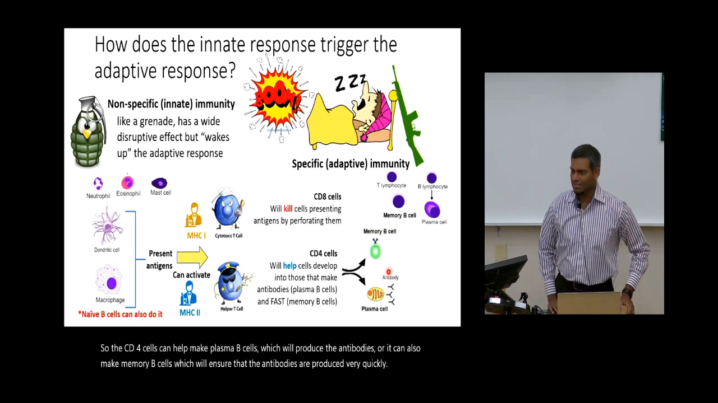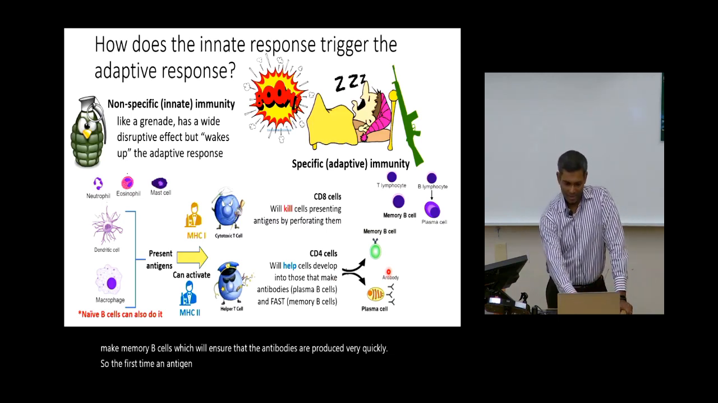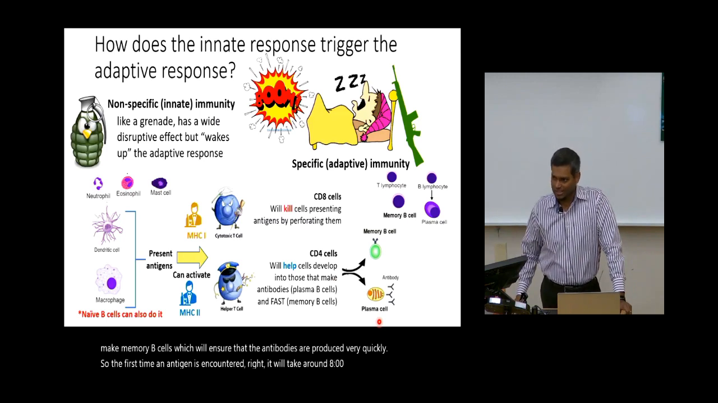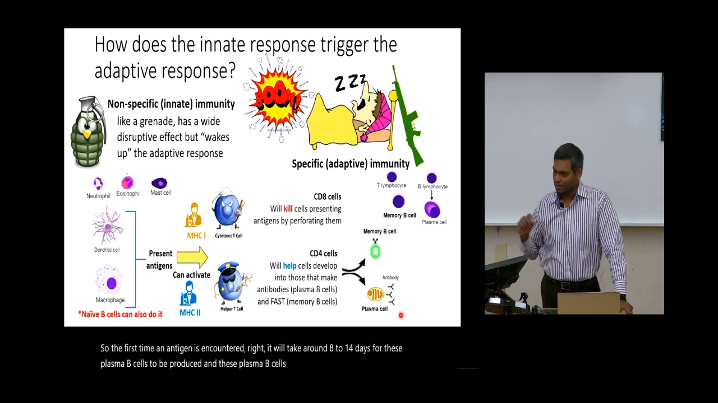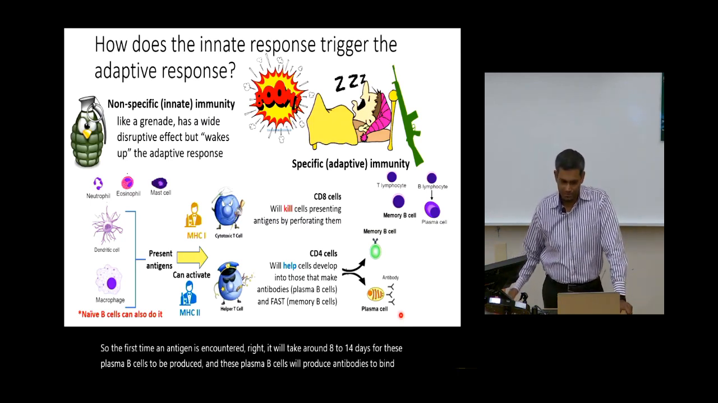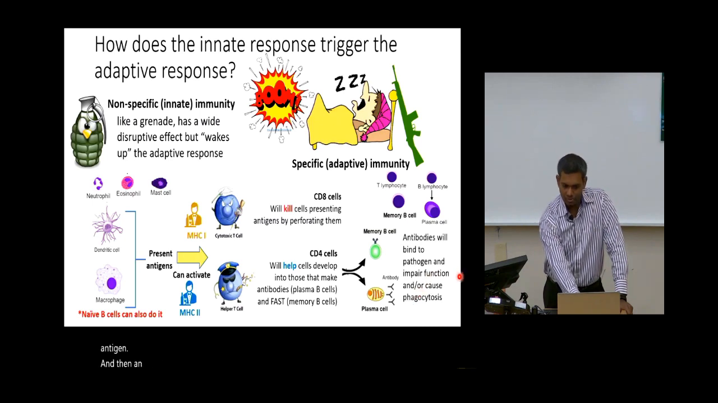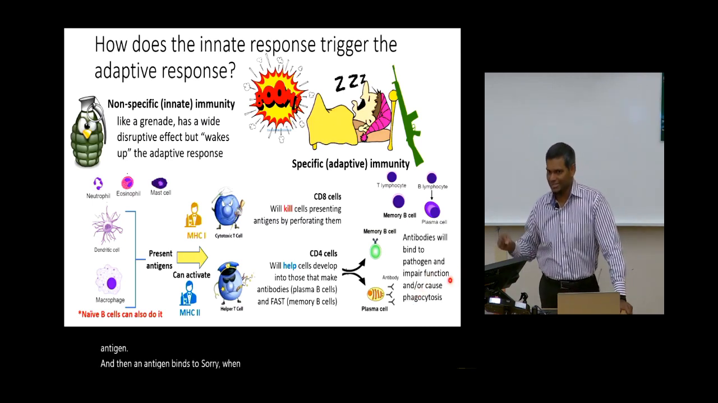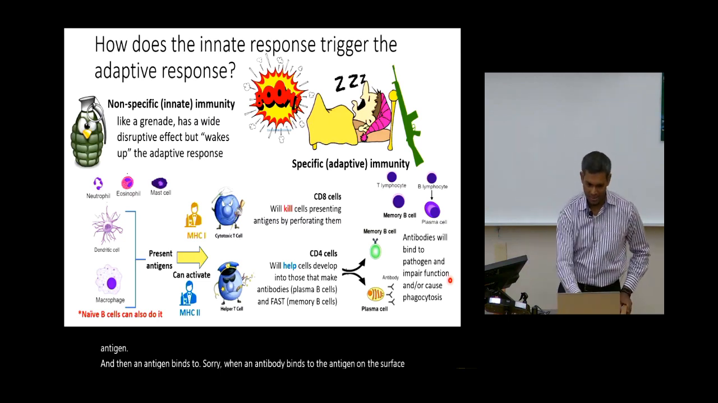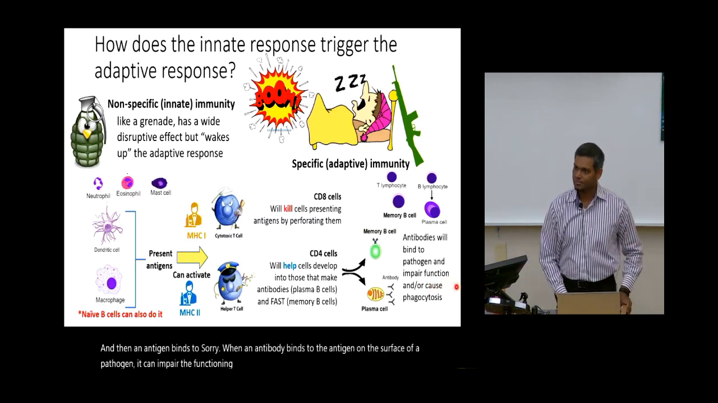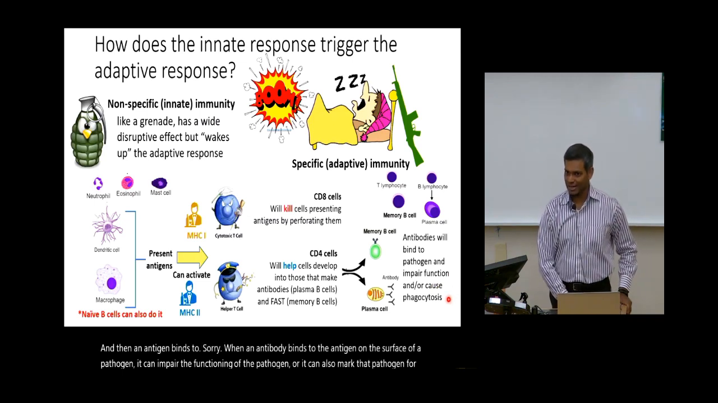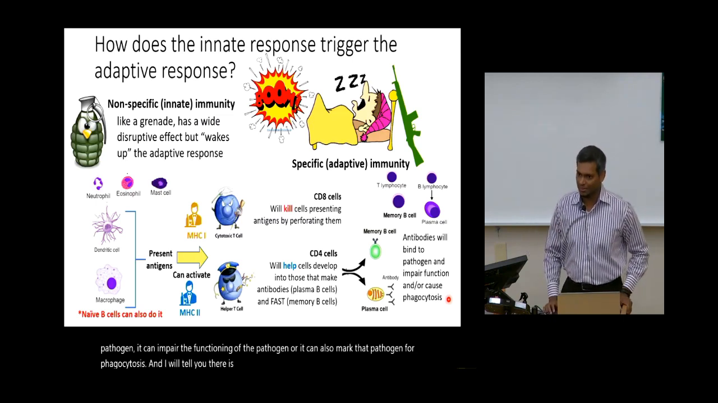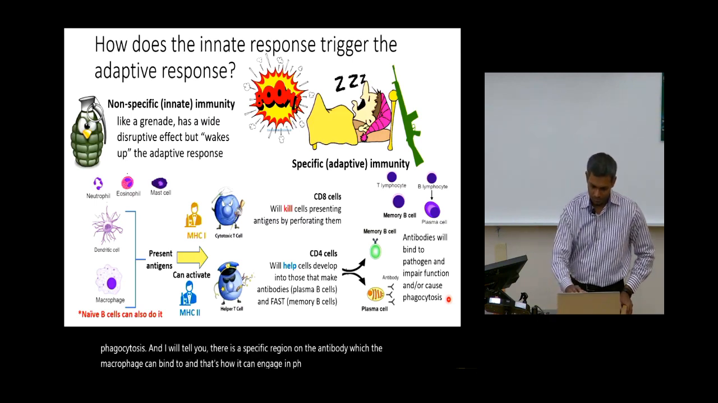So the first time an antigen is encountered, right, it will take around 8 to 14 days for these plasma B cells to be produced, and these plasma B cells will produce antibodies to bind to the antigen. And when an antibody binds to the antigen on the surface of a pathogen, it can impair the functioning of the pathogen, or it can also mark that pathogen for phagocytosis, right? And I will tell you there is a specific region on the antibody which the macrophage can bind to, and that's how it can engage in phagocytosis.